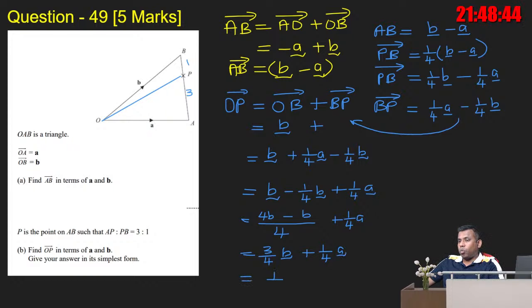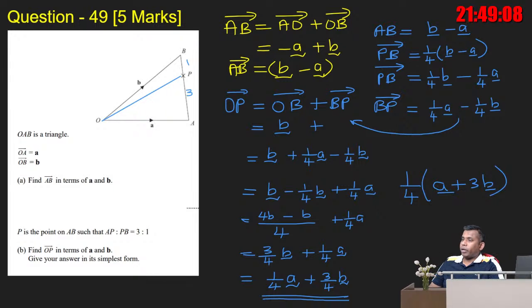So the final answer is 1/4 vector A plus 3/4 vector B, right? You can leave that as it is, or you can take the 1/4 out and say (A plus 3B)/4. Both are the same, right? Either you can leave it as it is or you can factorize. That is the answer, the one I am writing inside the box. It's the one, OP. So OP vector is that, right?